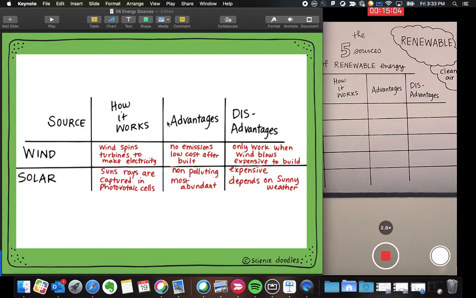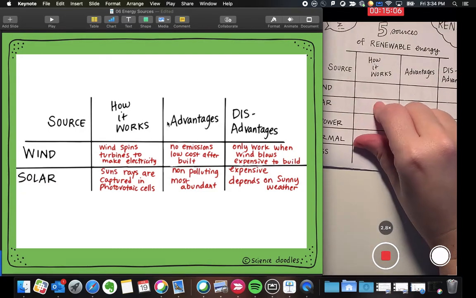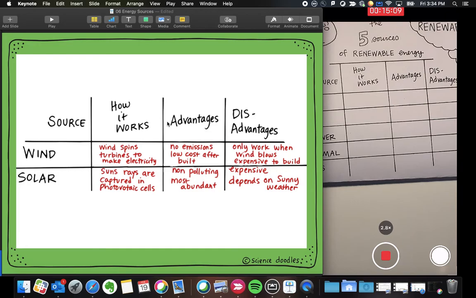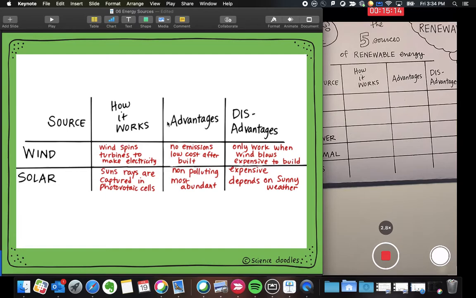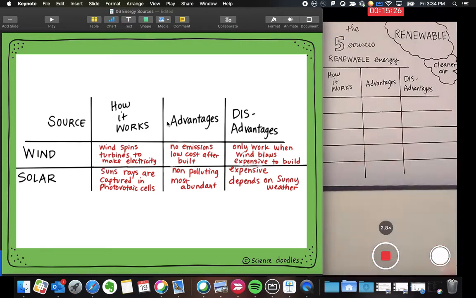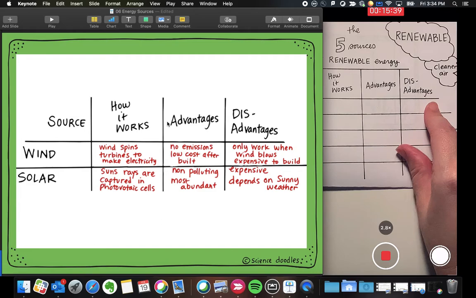So our wind, how it works. The wind is going to spin those blades to make electricity. Advantages, no emissions, low cost to build. These things are very cheap to build for the amount of energy we get out of them. The disadvantages, it only works where the wind blows. So if I put it in a place where there's no wind, it's going to be useless. But if you go out to like El Paso, where it's really flat and there's lots of wind, that would be an advantage. So location would also be a disadvantage.